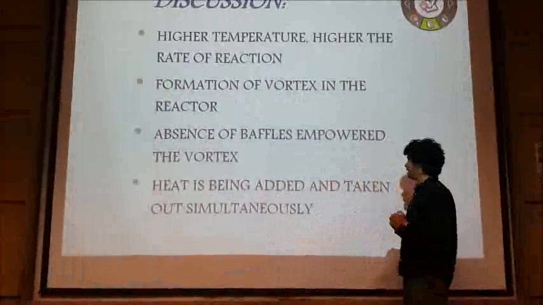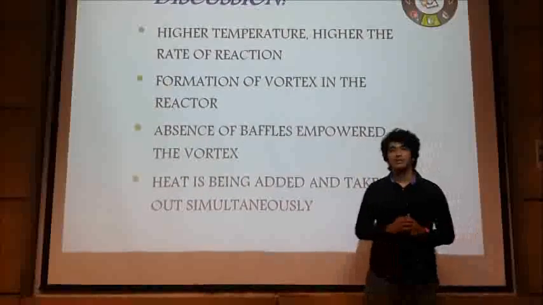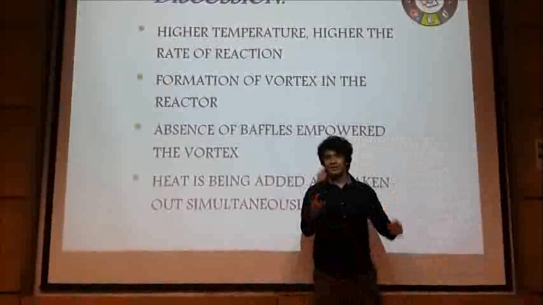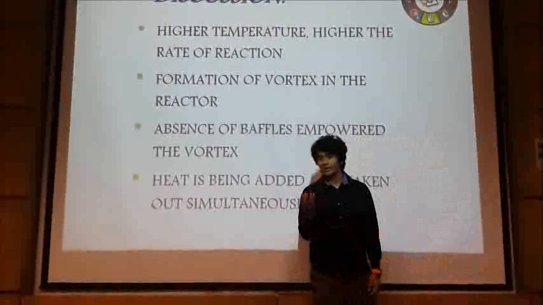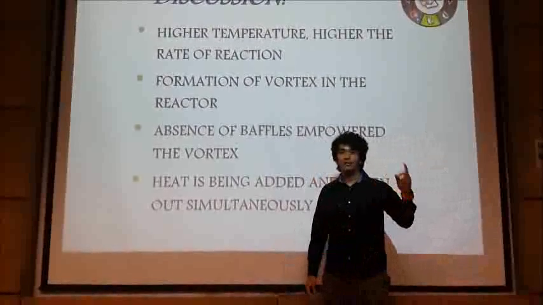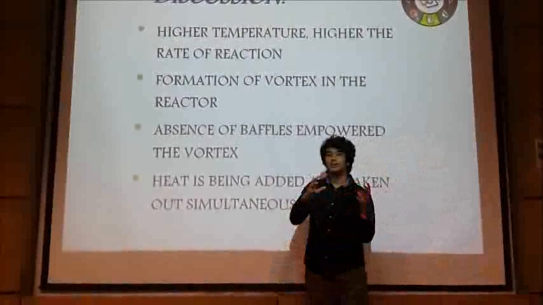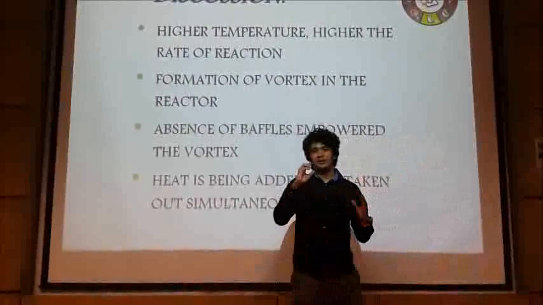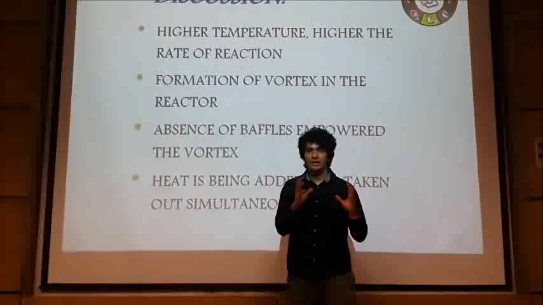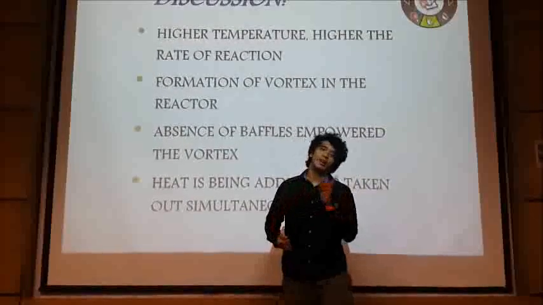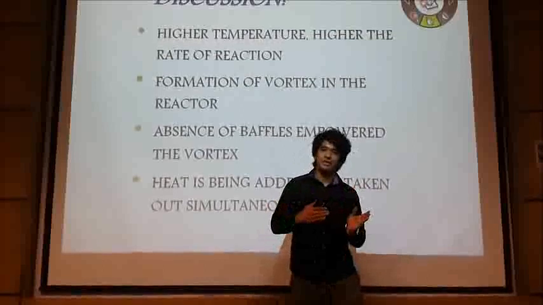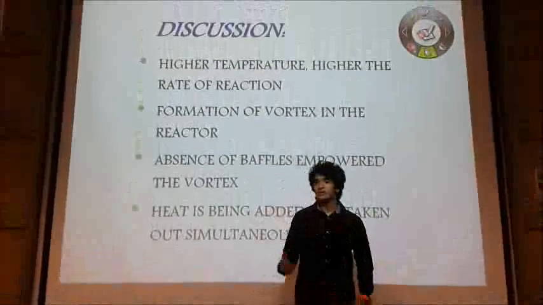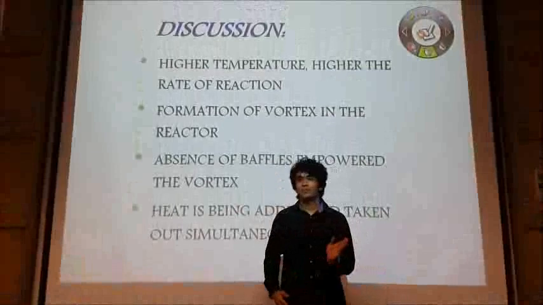Next, heat is being added and taken out simultaneously. How is this happening? The heating coil in the tank heats up the reactants, and the water bath cools down the reactants in the reactor. As we know, when you take heat out of a reaction, the reaction tends to go the other way, backwards. In other words, the rate of reaction is disrupted, so it actually goes slower.